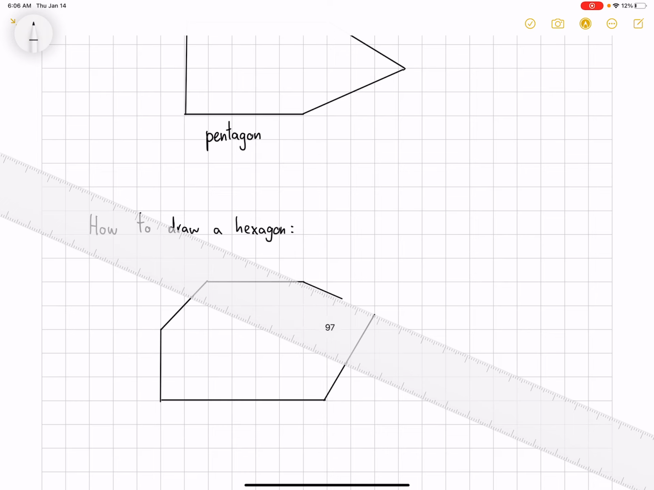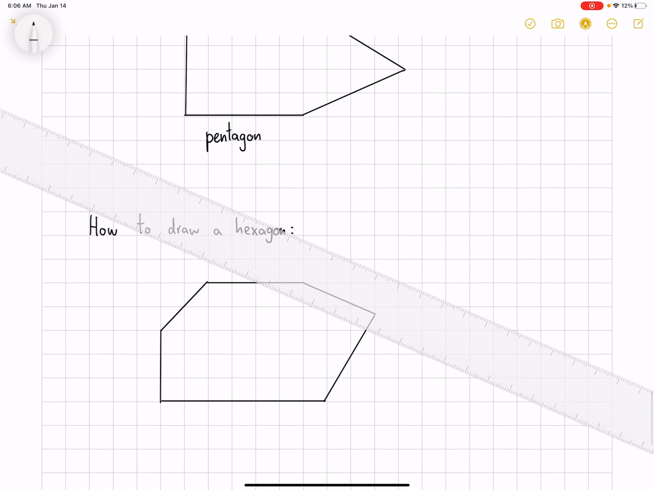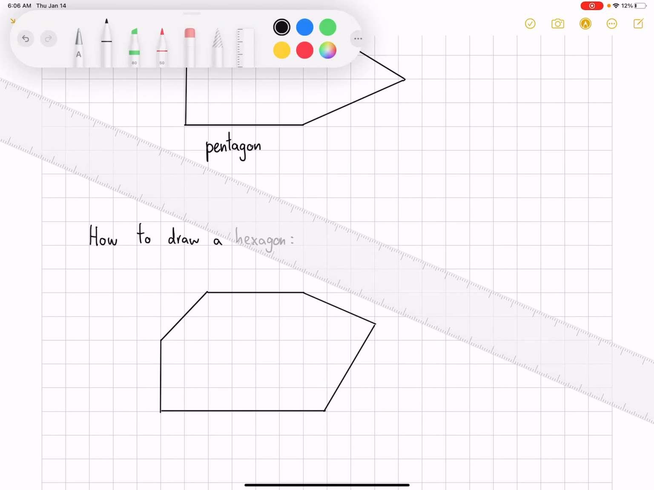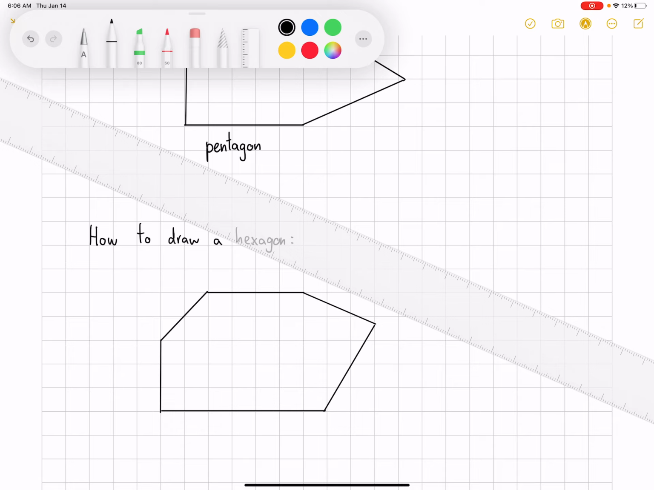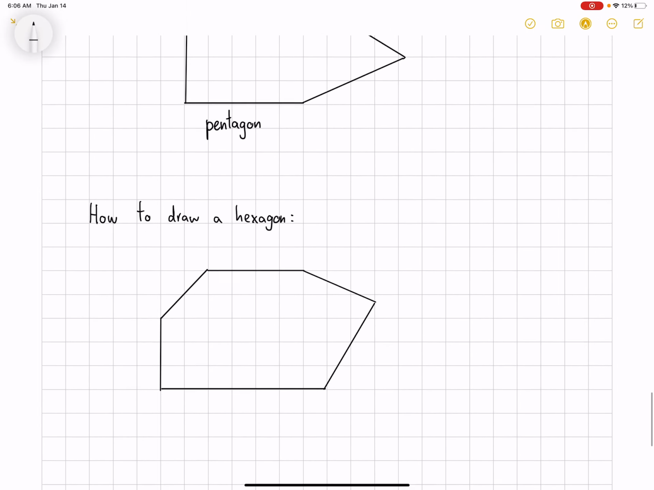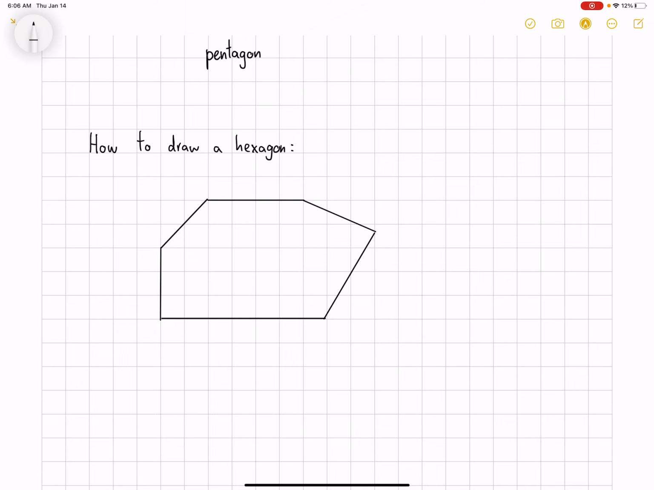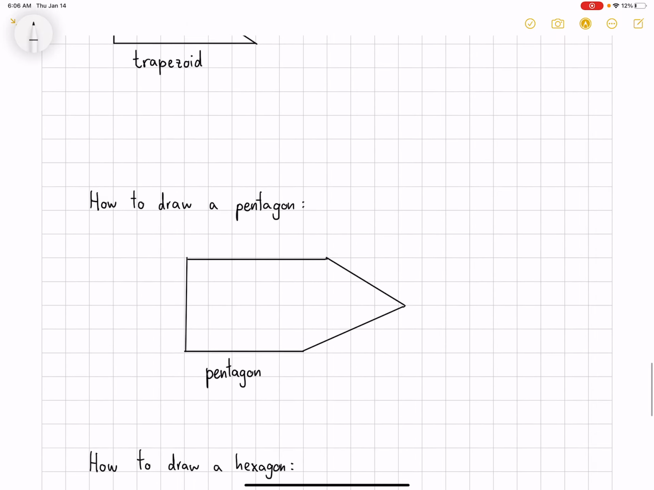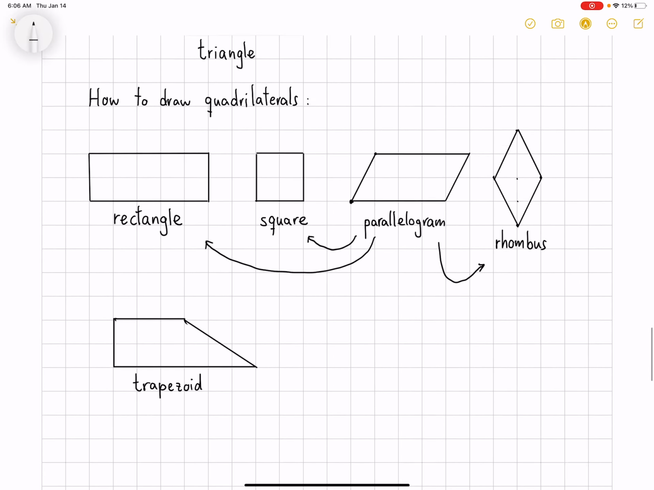Okay, this is an example of how you could draw a hexagon. Of course, there are many different ways because all shapes that have 6 sides are hexagons, as well as all shapes that have 5 sides are pentagons. So you can also try to create your own. Let's write here hexagon. Okay, make sure you copy everything in your journal.